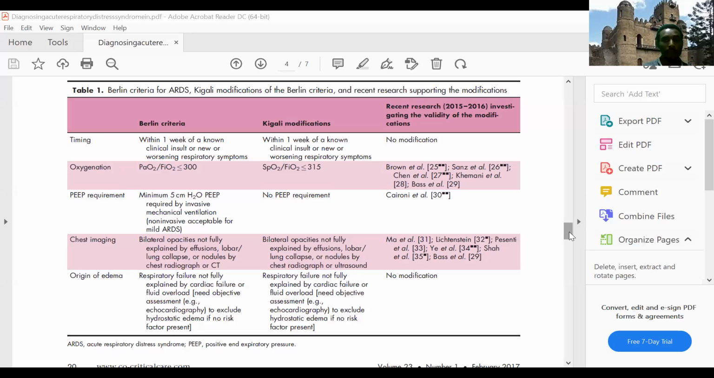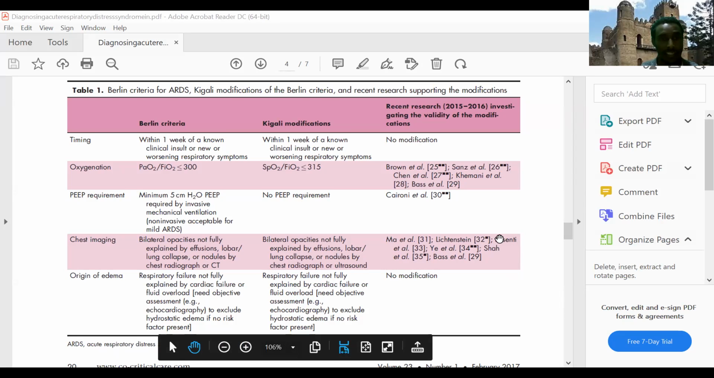So we will use the peripheral pulse oximetry reading from our pulse oximeter, and then divide by FiO2, and we make some adjustment to the numbers. That is, we said if the PaO2/FiO2 is less than 300 in the case of Berlin, it is considered ARDS, but in the case of the Kigali modification, when the SpO2/FiO2 ratio is less than 315, then we consider the patient as having a form of ARDS.